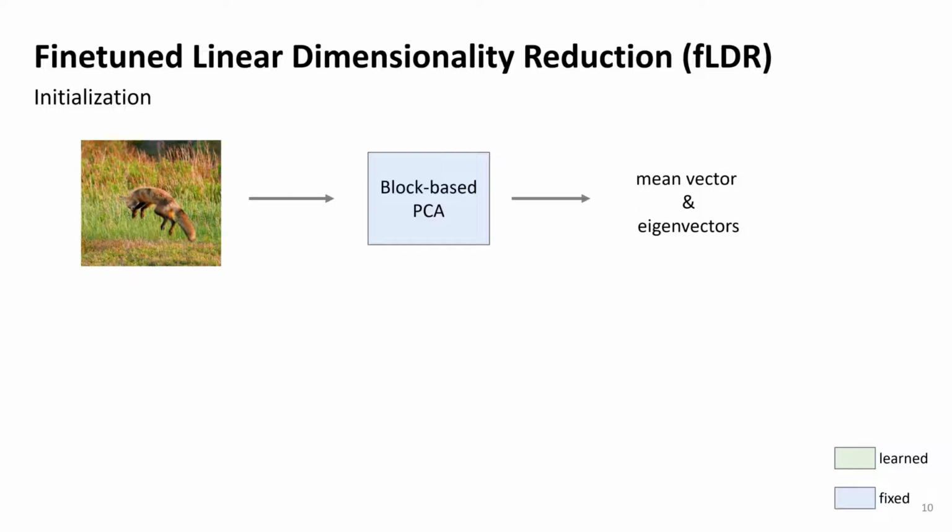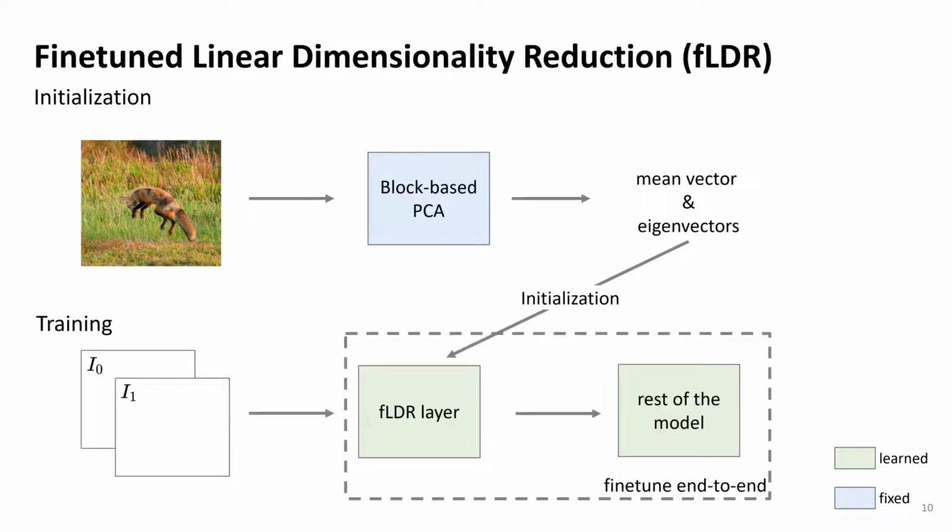More specifically, before we start our training, we take a random image from the training dataset and apply a block-based PCA transformation. We then use a portion of the eigenvectors and the mean vector to initialize the parameters of the dimensionality reduction layer. After the initialization step, the mean vector and the eigenvectors are treated as trainable parameters, which are optimized for the task of frame interpolation.